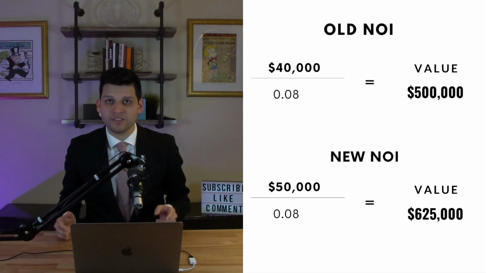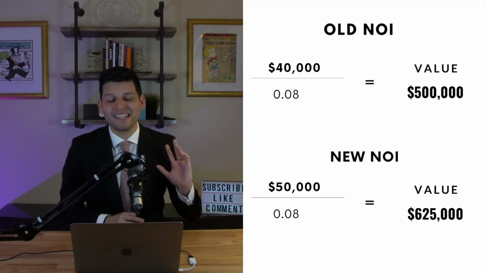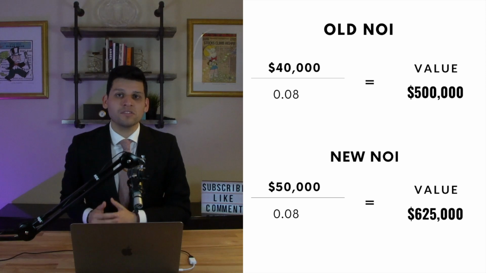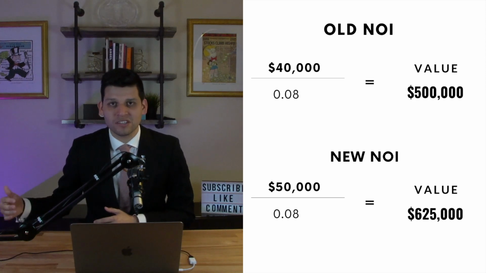Let's break down how that actually happened. You increase it from $40,000 to $50,000, that's a $10,000 increase. That $10,000 divided by the 8% cap rate equates to a $125,000 increase in your property. Don't get me wrong, $10,000 is $10,000, and that's a great win. But if you can make $10,000 extra a year and also increase the value by $125,000, that's a win-win for everybody, right? Net operating income is an immensely powerful tool, if utilized right, to scale your business as fast as possible.